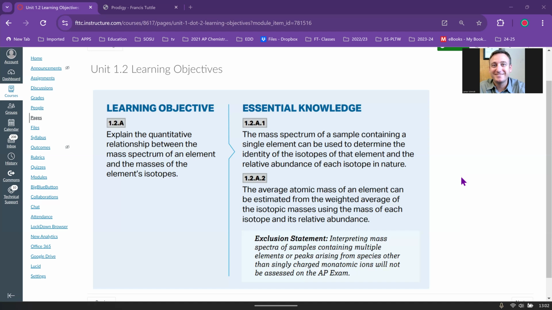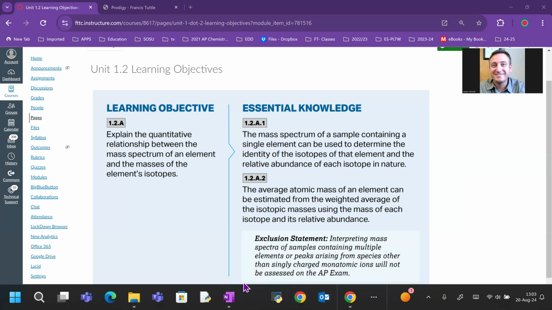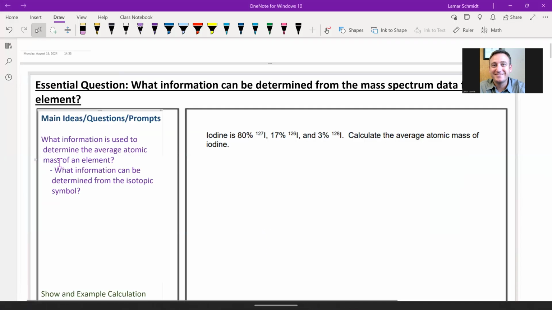What we're going to be looking at here is explaining this relationship between the mass spectrum of an element and the masses of the element's isotopes. Basically, it's going to look like what we call a weighted average. Let's first look at our essential question: what information can be determined from the mass spectrum data of an element, and what information is used to determine the average atomic mass of an element?